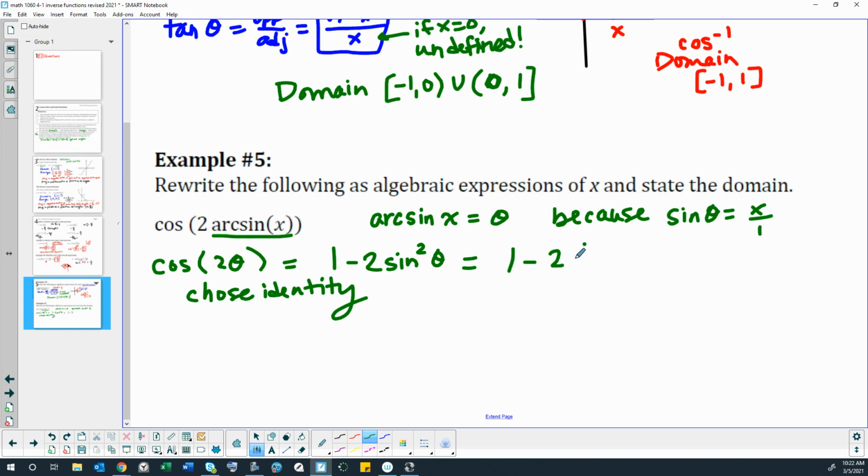So that means sine is x. We're just going to square that. And we've got it. It's just 1 minus 2x squared. That is an expression for the value of cosine 2 theta if sine is simply x. Okay.